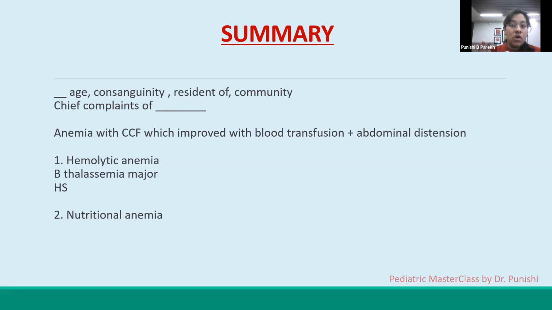Now, like we discussed, the most common hemolytic anemia in our country is beta thalassemia major, which presents at about 6 months to 2 years of age. I would like to put that as my first differential, which is hemolytic anemia, and in that, I would say beta thalassemia major. If I were asked for other differentials under hemolytic anemias, the next thing I would say would be hereditary spherocytosis.